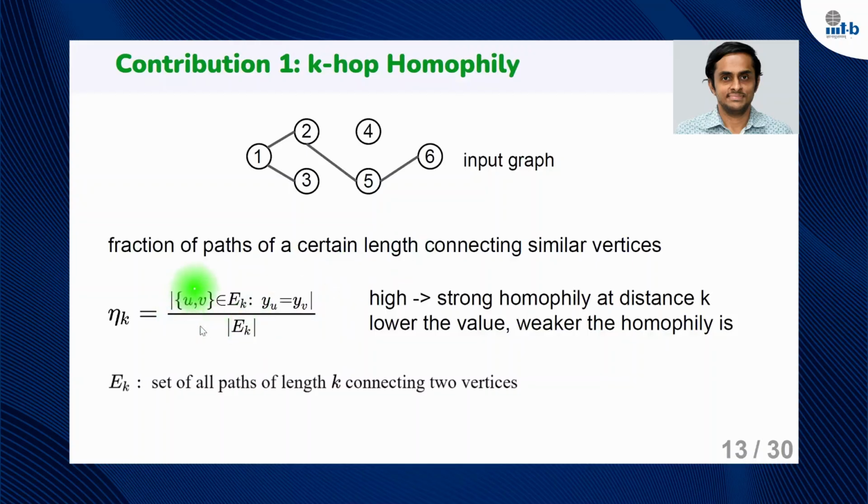This is like a summarization along the path. The numerator has all the edges, u comma v belonging to E_K such that y_u equals y_v. It has all the node pairs. In the original graph, not in the input graph. In the input graph, yeah.